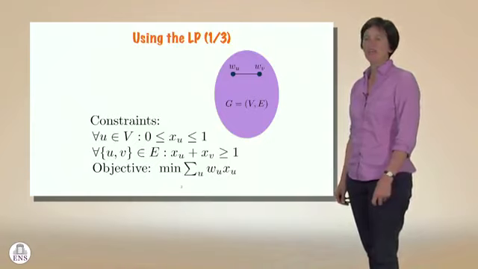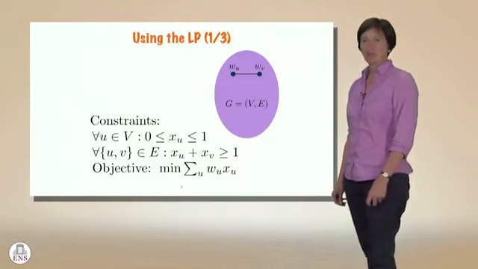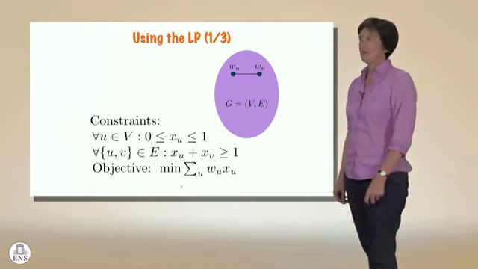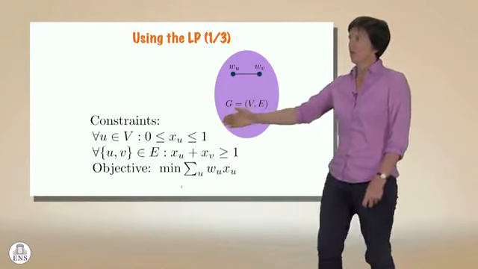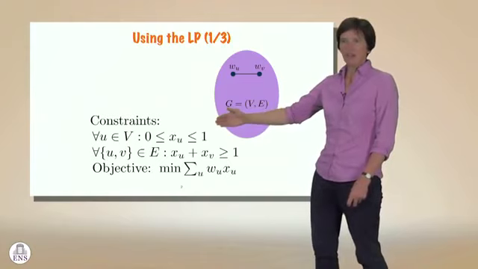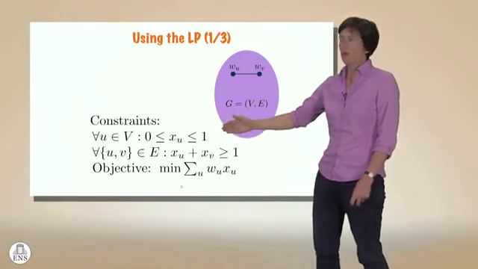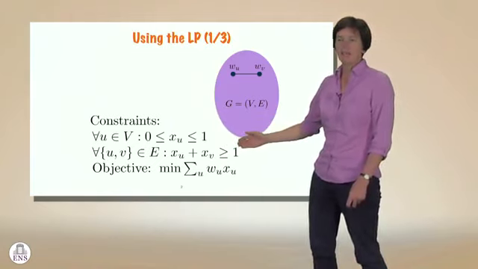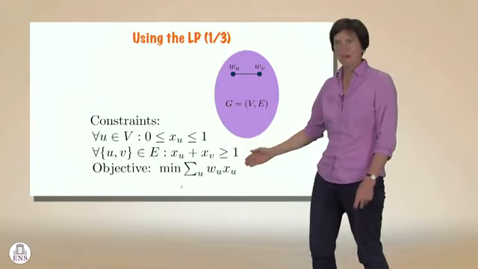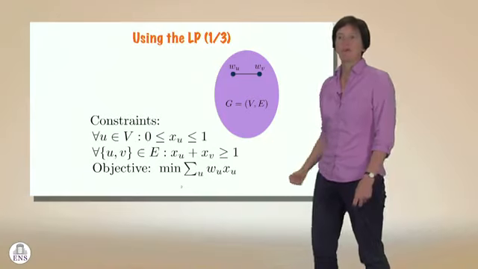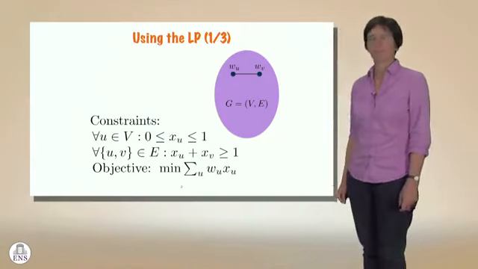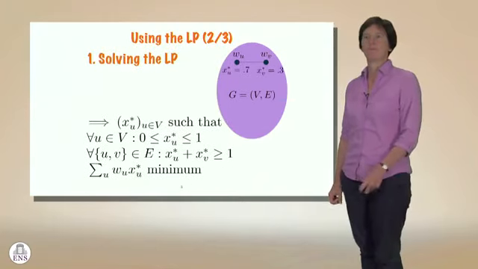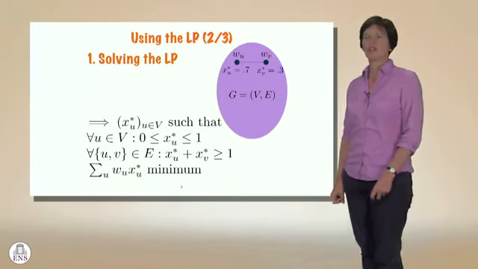As a reminder, here is the linear programming relaxation. For every vertex in the graph, there's a variable whose value is between 0 and 1. For every edge in the graph, the sum of the two variables must be at least 1, and the objective is to minimize the weighted sum of the variables. What can we do with this linear program? First, of course, we solve it.